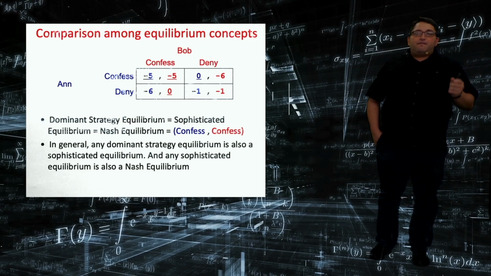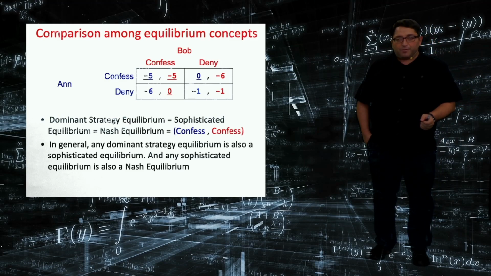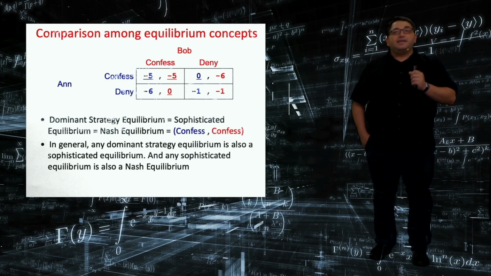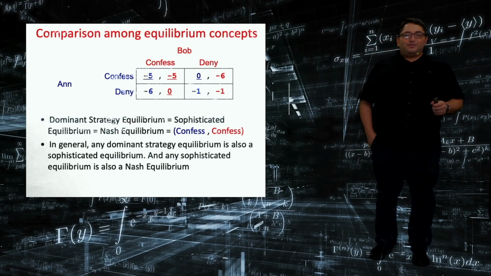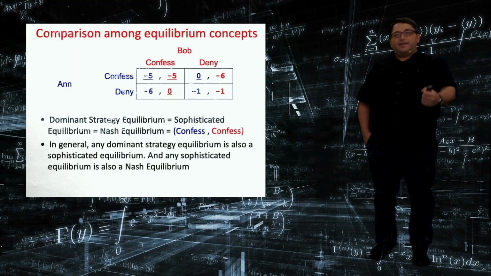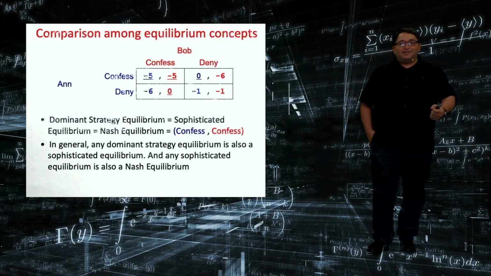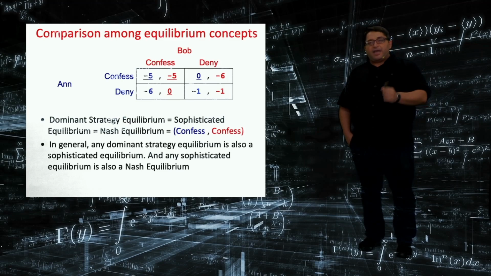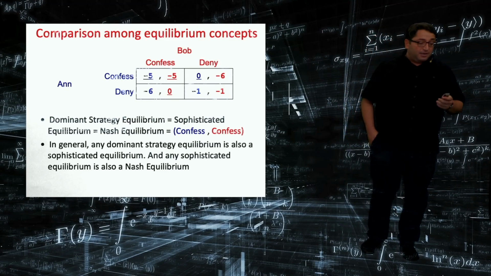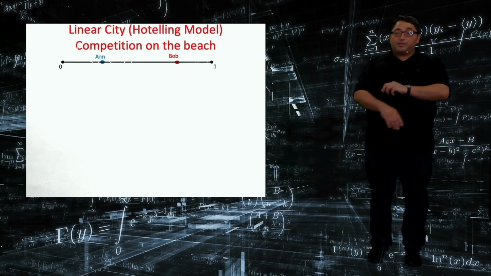And when we have a sophisticated equilibrium, the corresponding outcome is also a Nash equilibrium outcome. So you see, going from the first to the second and third, we are refining the equilibrium concept. Every dominant strategy equilibrium outcome is a sophisticated equilibrium outcome, and every sophisticated equilibrium outcome is also a Nash equilibrium outcome.